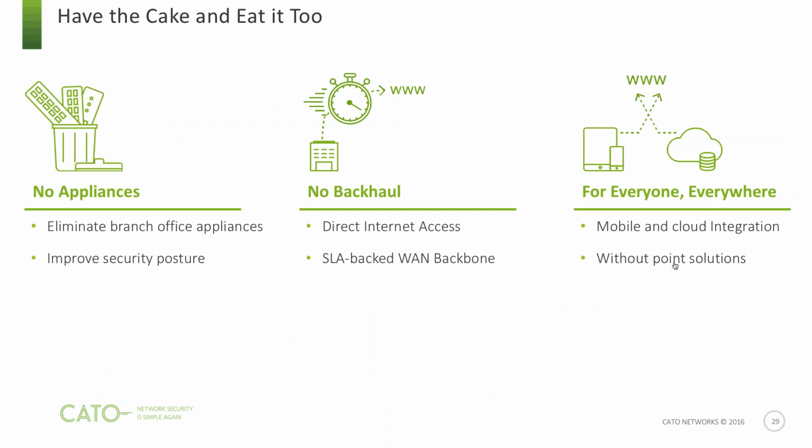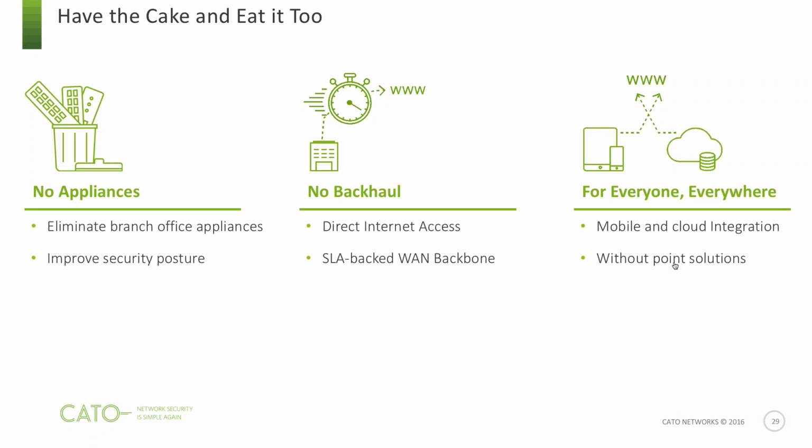So to summarize, we are trying to help you have your cake and eat it too. So no appliances. We are going to enable you to eliminate branch office appliances and improve your security posture with enterprise-grade cloud-based network security. You can eliminate backhaul, so you can directly send internet traffic from the branch without backhauling into a data center or a regional hub. And you get an SLA-backed WAN backbone. So if you want to plan a gradual migration off your MPLS, this is a platform that stands a chance to do that. If you use the open internet, it's going to be very difficult to ensure service levels for latency-sensitive applications like voice.